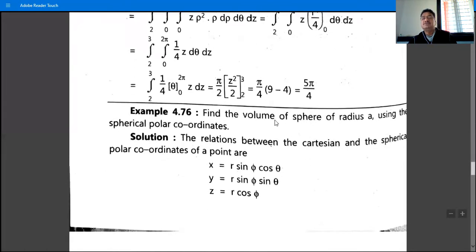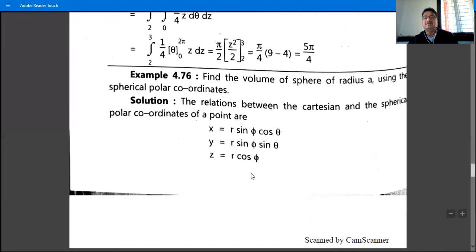And now the volume of a sphere of radius a using the spherical polar coordinates. These are the spherical polar coordinates.